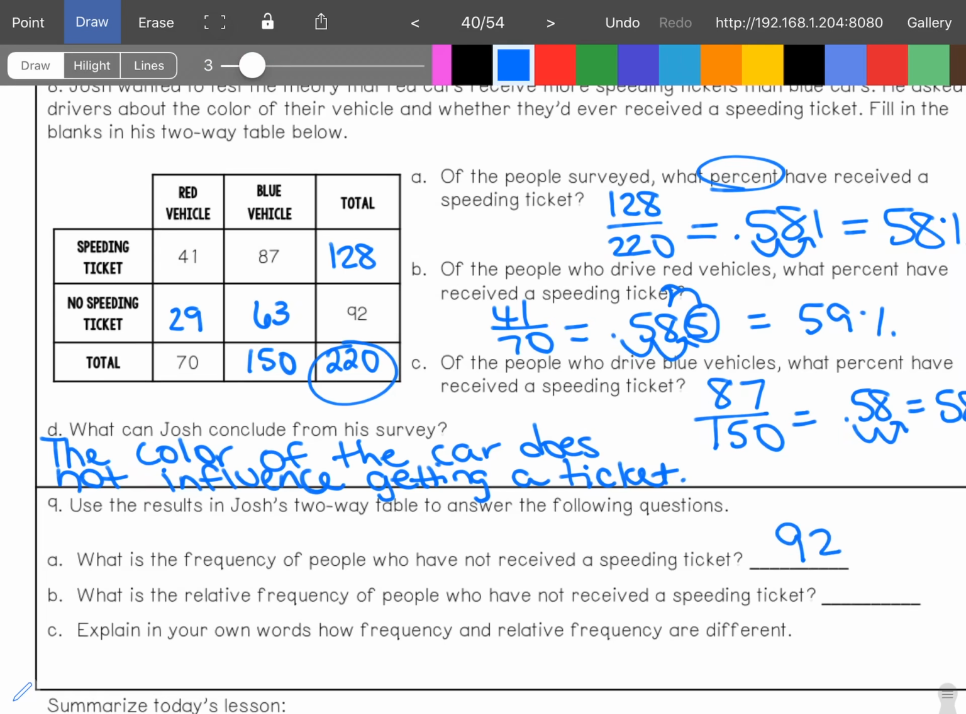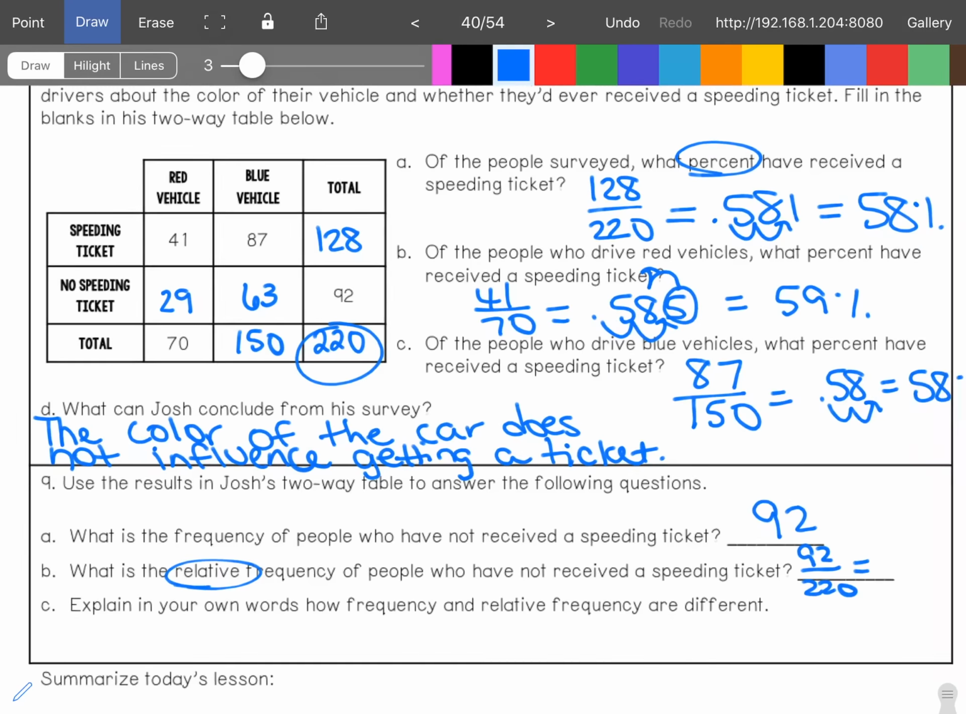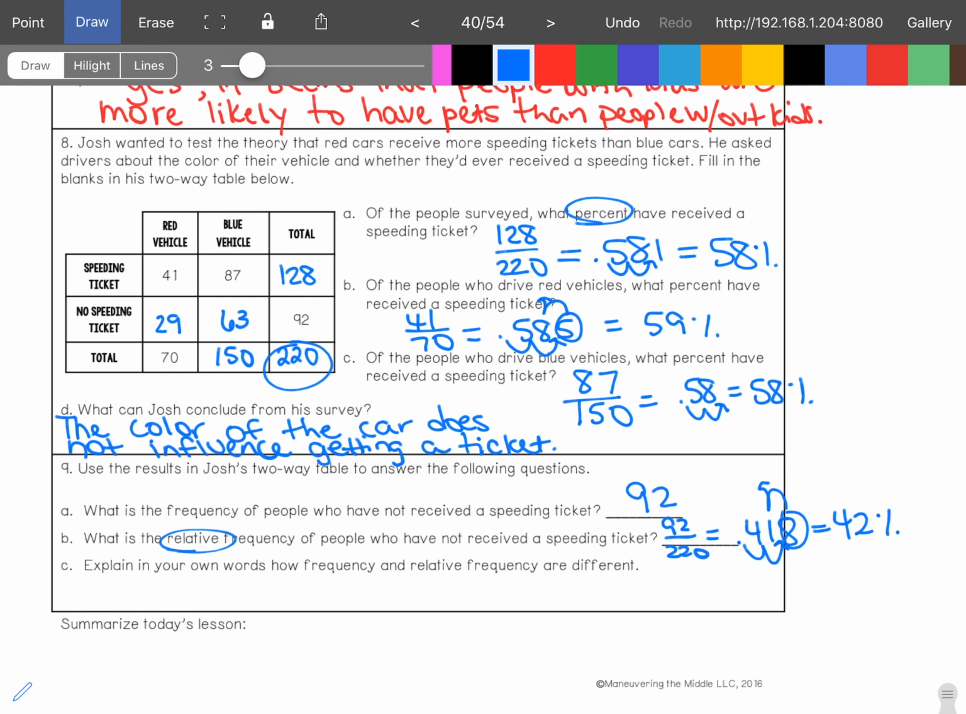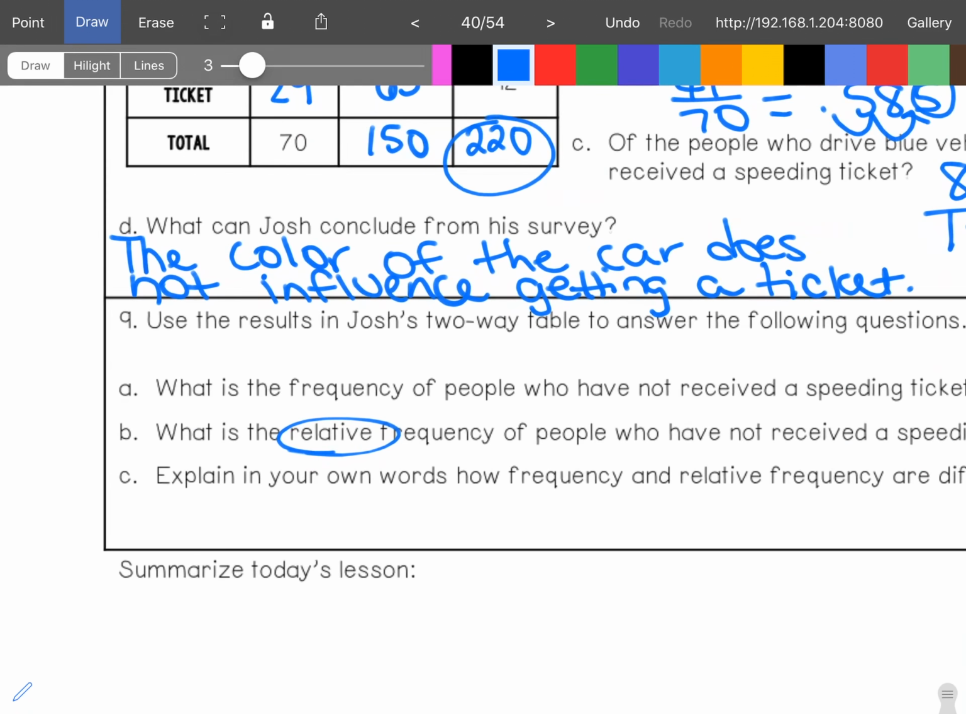What is the relative frequency of people who have not received a speeding ticket? Well, that's 92 out of 220 because of the word relative. We have to divide. So we want to divide 92 by 220, and it ends up coming to 0.418. So when you move the decimal 2 places to the right, that 8 is going to bump that up to 42%.